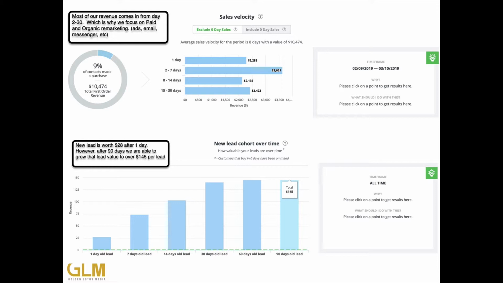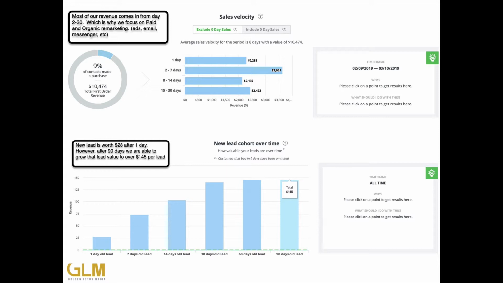So as you can see here in the top screenshot, most of our revenue comes in around day 2 to 30. So that at least we know that, right? About the time frame of when the revenue comes in. But check this out. If you look at the bottom screenshot right here, when a lead comes in, it's worth $28 after 1 day. So common sense would say, hey, I can only spend up to $25 to acquire that traffic in that auction. But now common sense is kind of destroyed because time always destroys common sense.